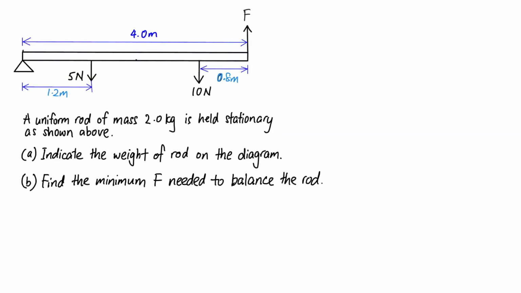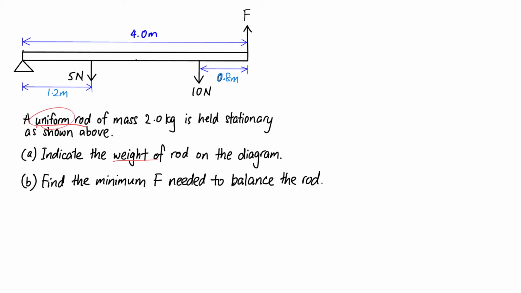In this last question, you're given a uniform rod of 4 meters and it has a mass of 2 kg and is held stationary as shown above. That means to say this thing is balanced. And the first part, they ask you to indicate the weight of the rod on the diagram. And as you know, the word here, uniform, is very important.